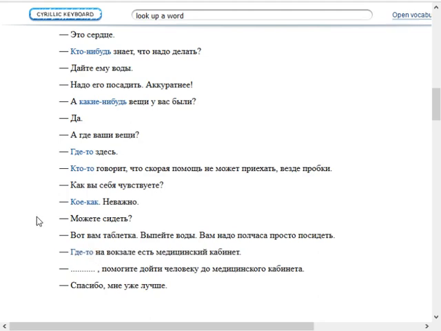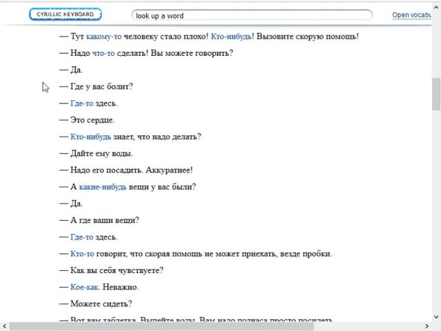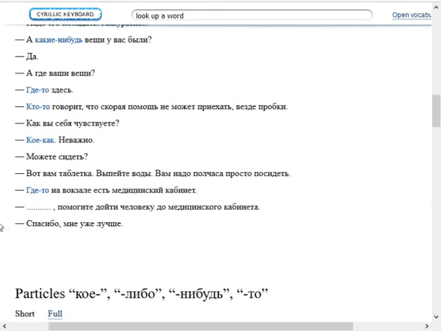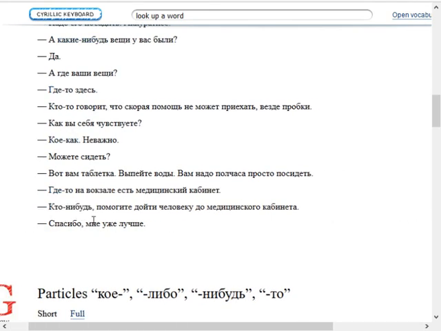Okay, so где-то на вокзале есть медицинский кабинет. So somewhere, I don't know where, but somewhere in the train station there is a medicine cabinet. Помогите дойти человеку до медицинского кабинета. Спасибо. Мне уже лучше. Okay, at the end the guy picks up a little bit. So, кто-нибудь, again, somebody, like I don't really care who, just somebody, anybody.